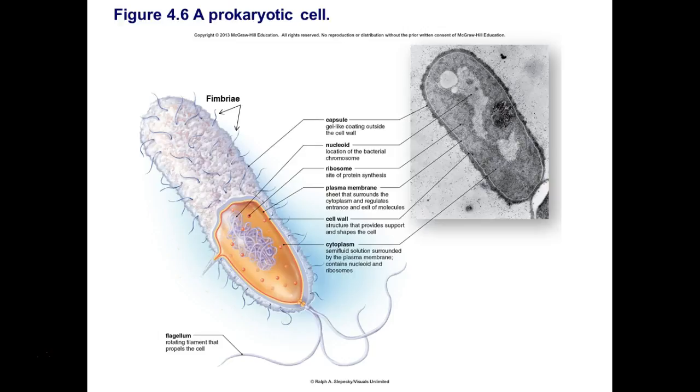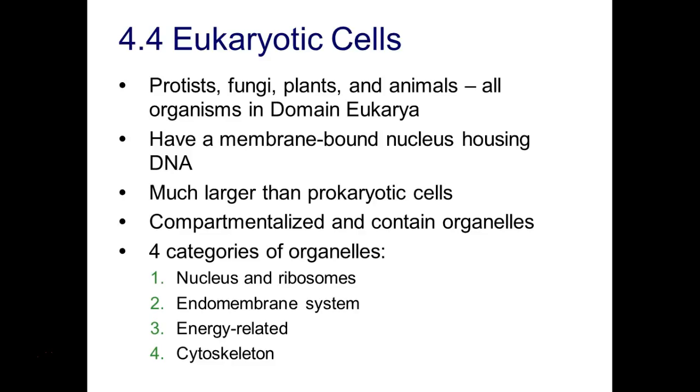So these are very small in comparison to the eukaryotic cells. The eukaryotic cells include the protista, the fungi, the plants, and animals. So everything that's in the domain eukarya that we learned before, those will be eukaryotes. That's easy to remember because eukarya, it sounds like eukaryotes.